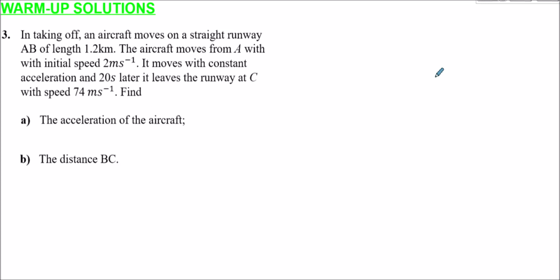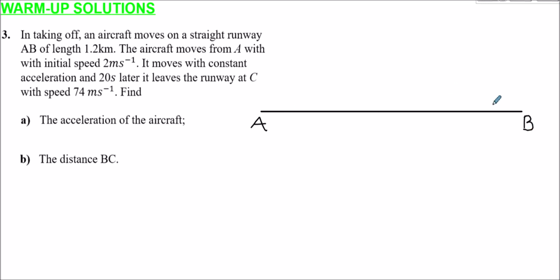We need to be really careful in question 3. Okay, it's a mechanics question. So mechanics, almost always, the key is to do a carefully constructed diagram. So in taking off, we're told an aircraft moves along a straight runway A, B. So first of all, I'm going to draw the runway in. Okay, so the runway goes from A to B. So I'm going to label the start of the runway at A and the end B.